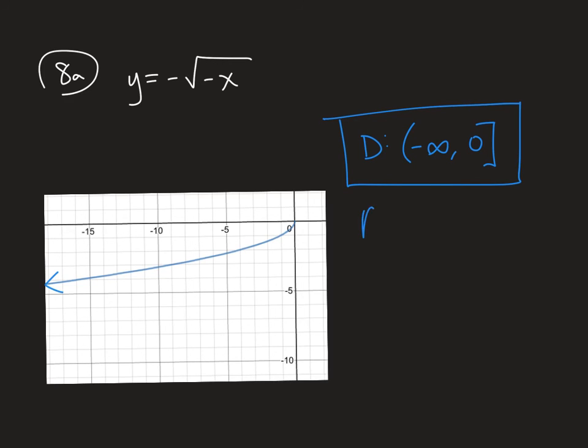Okay, our range, we want to look down to up. And we can see that this extends indefinitely down. So negative infinity all the way to 0 again. 0 is the last y value that we take on going upwards. So the domain and range are actually the same in this case.